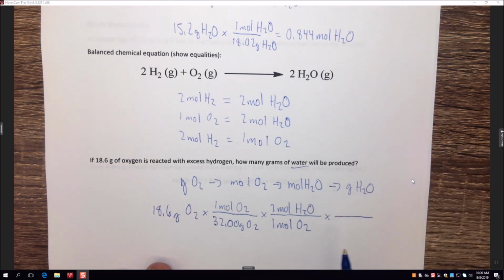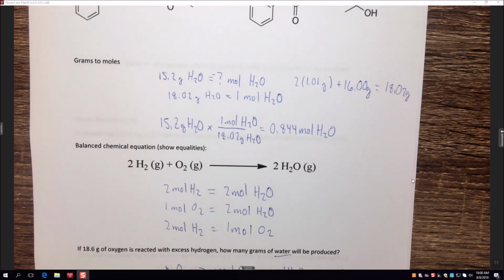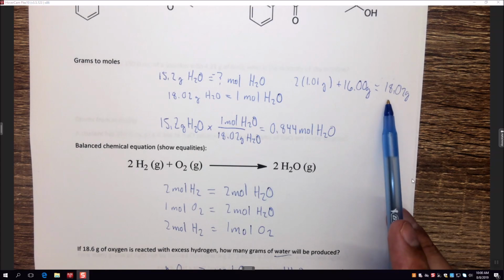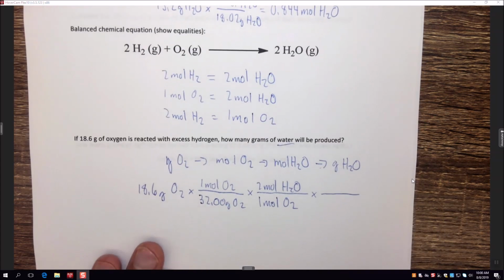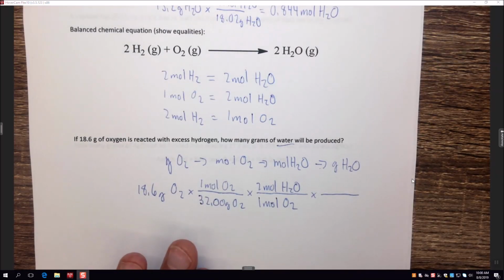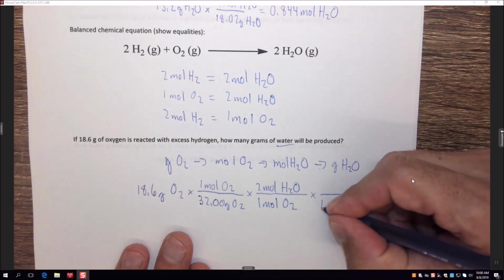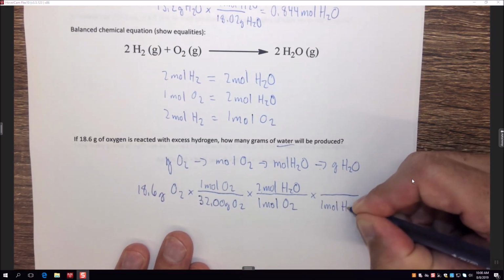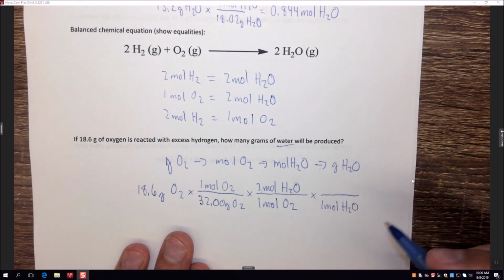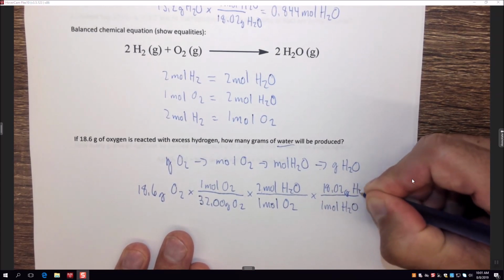Now I want to convert from moles of water to grams of water. Now you may remember from the previous question, we know that 1 mole of water is 18.02 grams of water, which we found by adding our 2 hydrogens and our oxygen on our periodic table. Well, what do we want on the bottom? We want moles of water to cancel out, so we put 1 mole of water on the bottom, and we put the 18.02 grams of water on the top.